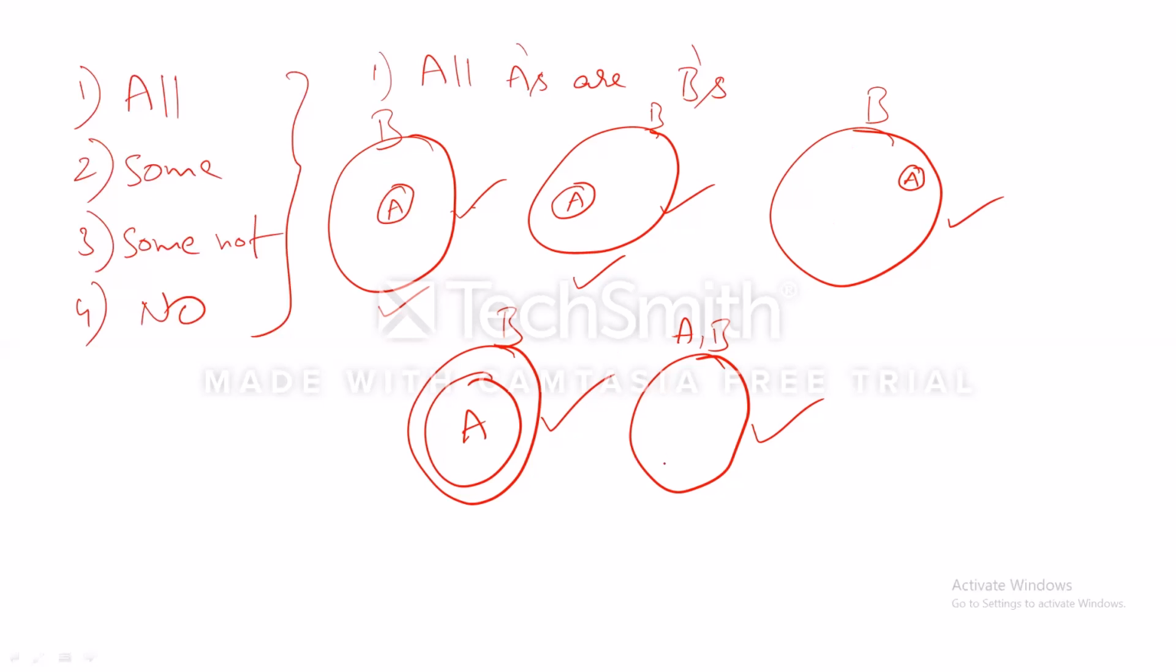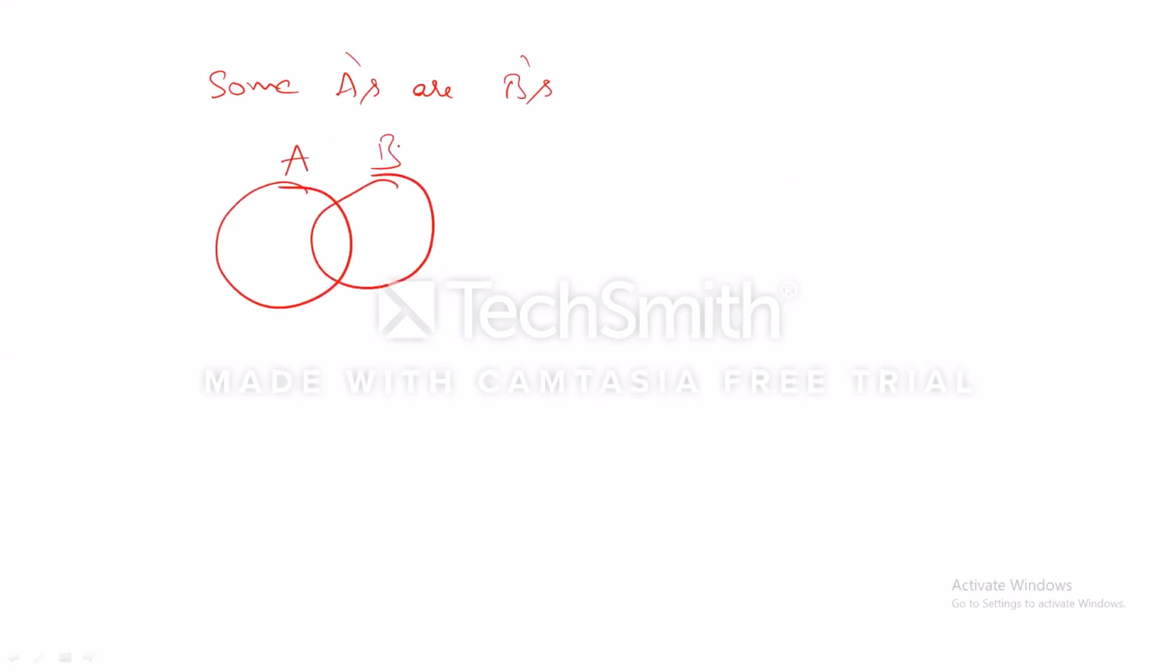Now we'll take the next statement, some A's are B's. How can I draw some A's are B's? Some A's are B's means here we can draw the A circle and the B circle overlapping, correct? Some A's present in B's. Now this is correct. Why? Because if you observe this, some part of A is present in B, which satisfies the condition. So this Venn diagram is correct. Is there anything wrong with drawing this Venn diagram for this statement?